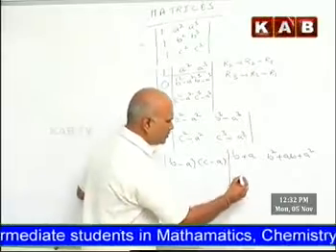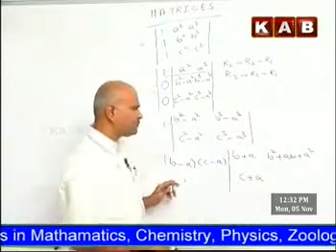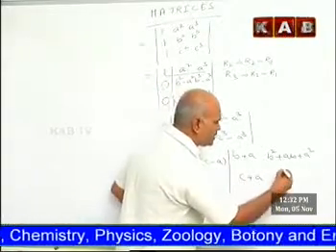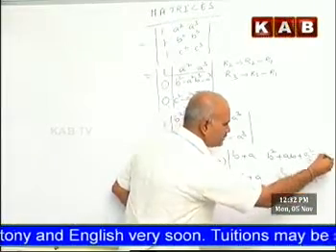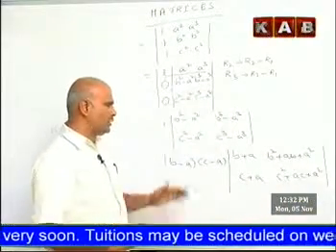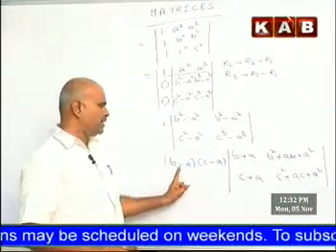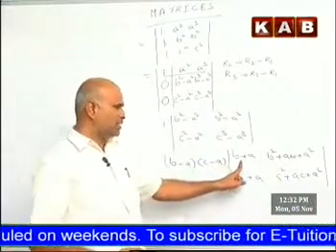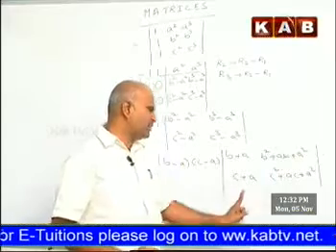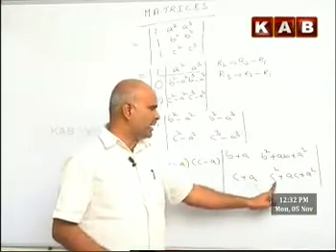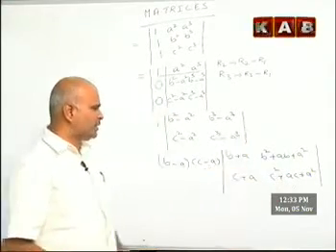Now, here also C plus A. This will become C square plus AC plus A square. Right. You got these parts: B minus A, C minus A, B plus A, B square plus AB plus A square, C plus A, C square plus AC plus A square.